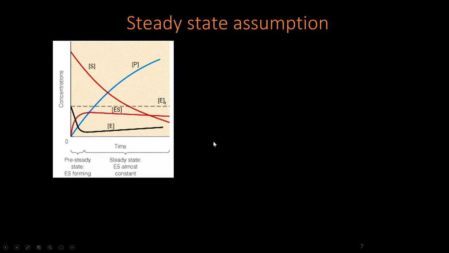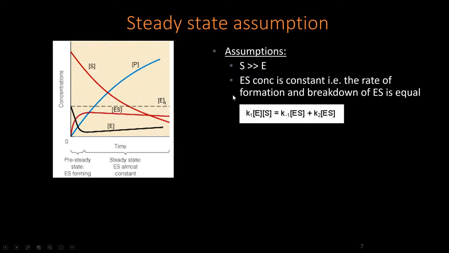We always assume that there is a steady state, and this assumption may be correct, may not be correct. Later, we'll see these things. Now, it can only be happening if your substrate amount is much higher than enzyme. That is, you have enough substrate, and enzyme is just catching them up and just converting them into product.